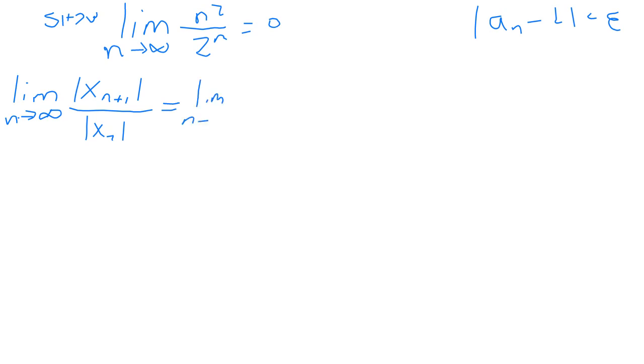I won't bother to ask you what I should write here. Write it down. So this is n plus 1 squared. Replace the n's with n plus 1 over 2 to the n plus 1, divided by the same thing I had before, n squared over 2 to the n.